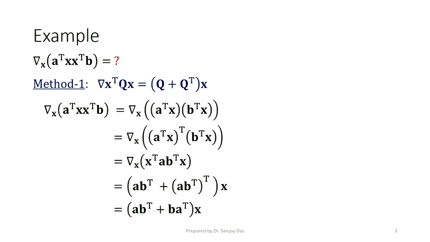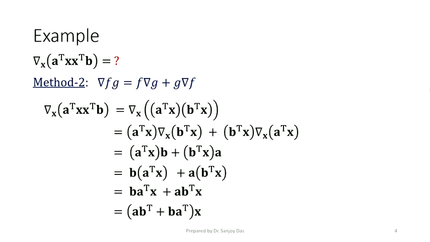Okay, now this is of this form, x transpose times a matrix Q times x. Note that a b transpose is a matrix. It's the outer product of a and b. It's a matrix, and so this takes the place of Q here. So derivative of this is a b transpose plus, that's Q here, and then a b transpose whole transpose, times x, which is equal to a b transpose plus b a transpose, times x. Okay?